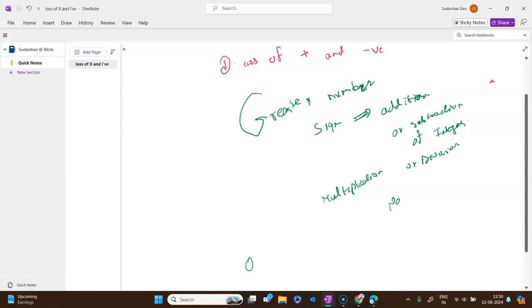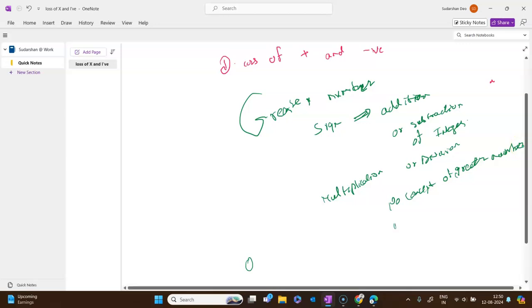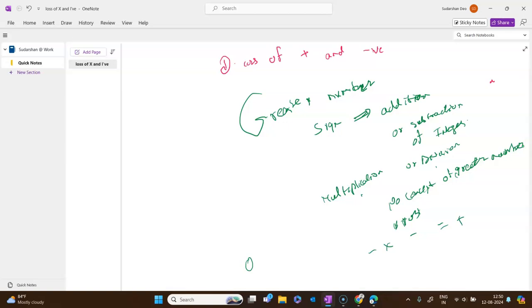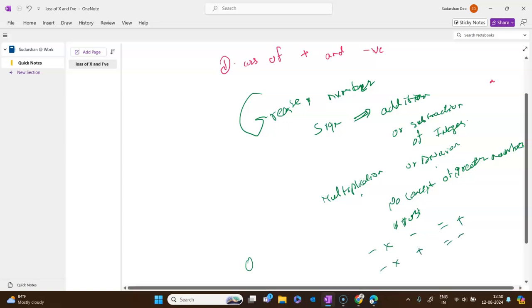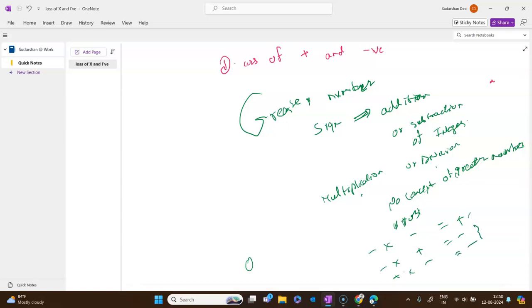No concept of this greater number, greatest number. No concept of greater number signs. Nothing. Just remember this. Don't get confused with multiplication or division and the addition strategy. No concept. Only minus into minus will become plus, plus into plus is plus, and minus into plus will become minus. Minus into plus is going to become minus. So different sign negative, same sign positive, nothing else.